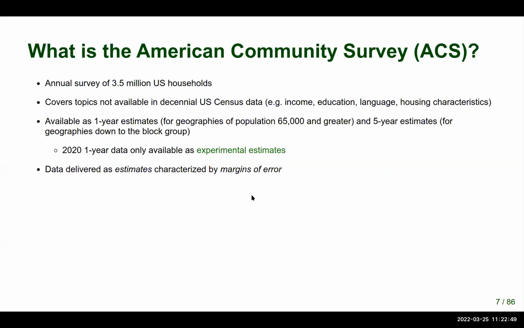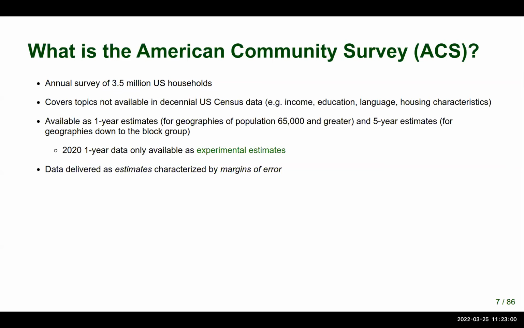All right, so let's start digging in with some examples. With part one, this is an overview of 2016 to 2020 ACS data in tidycensus. And so let's give a little bit of background about the ACS. What is it exactly? We're familiar with decennial census data.